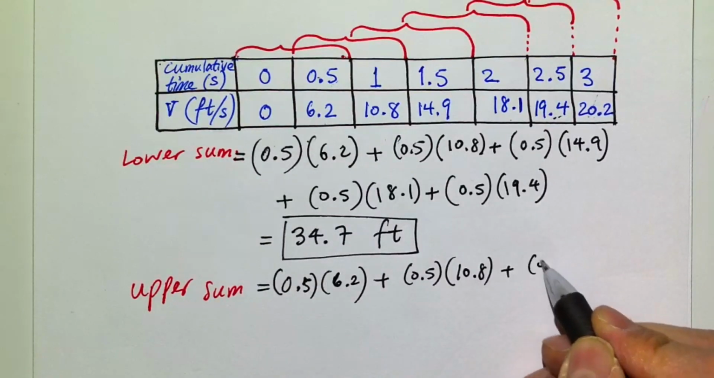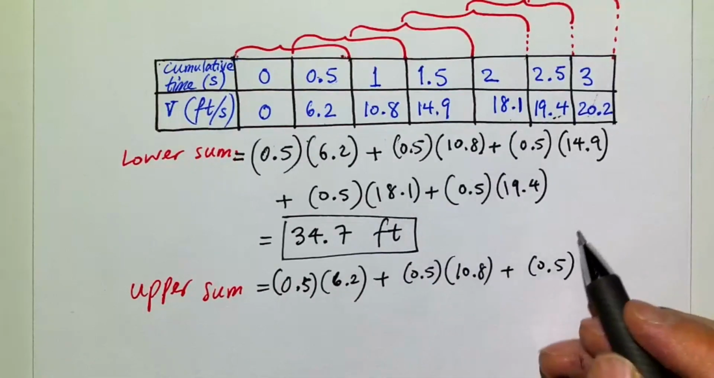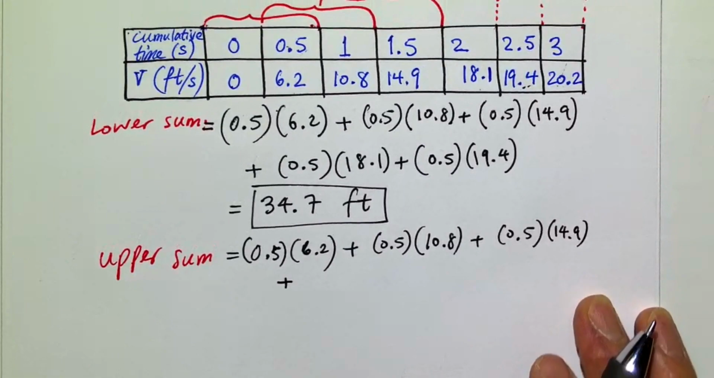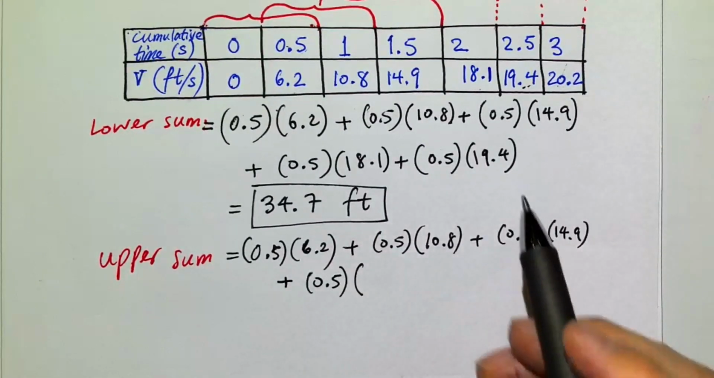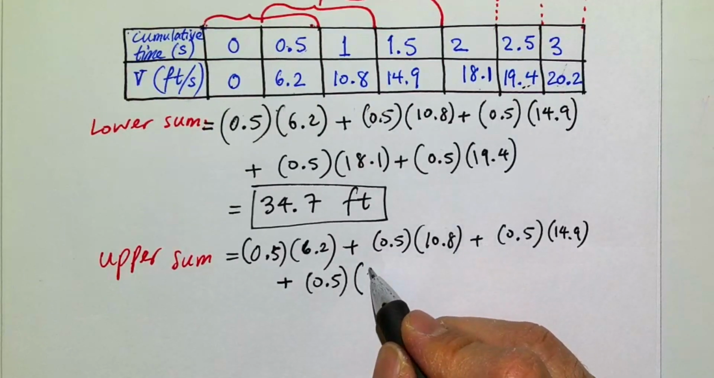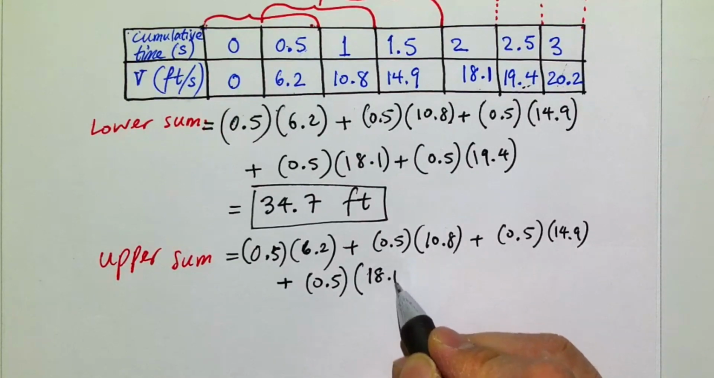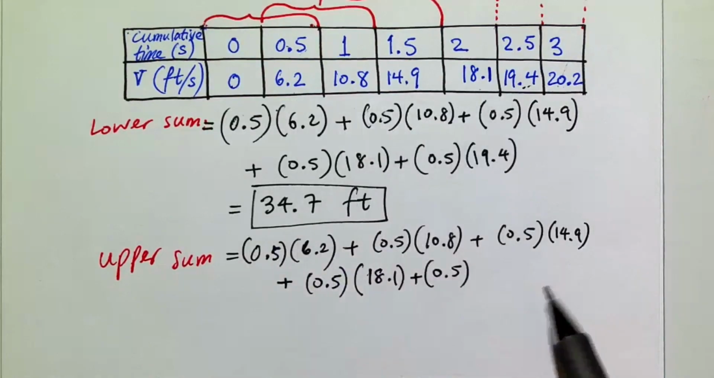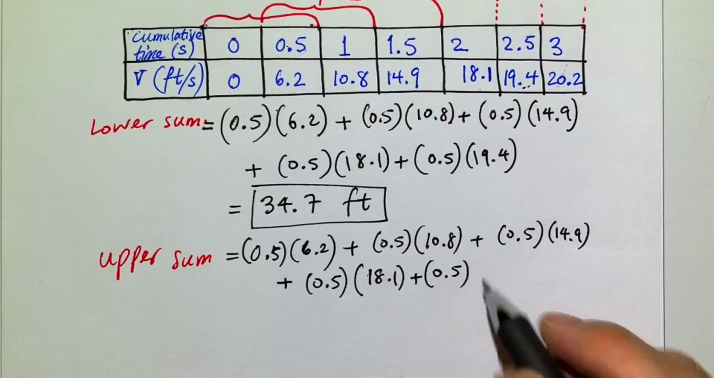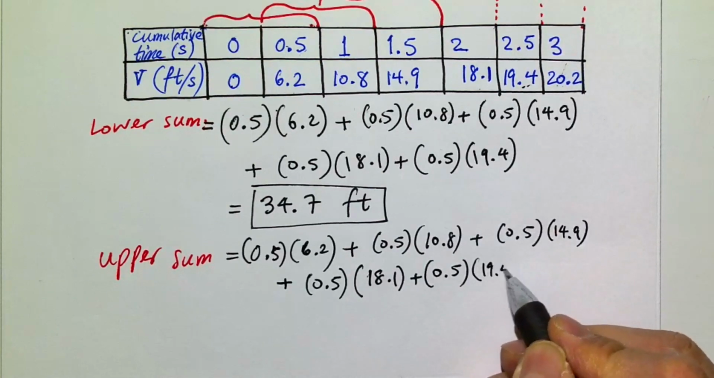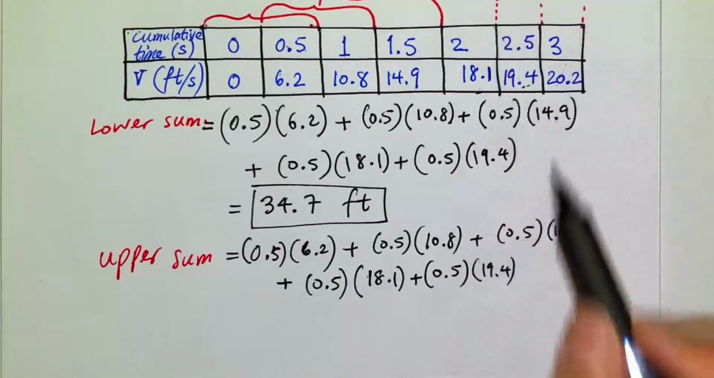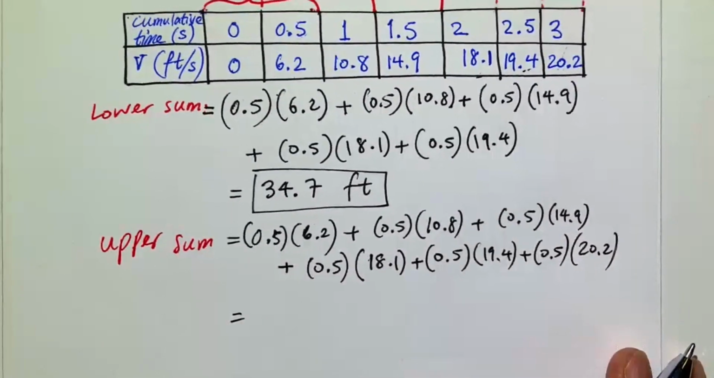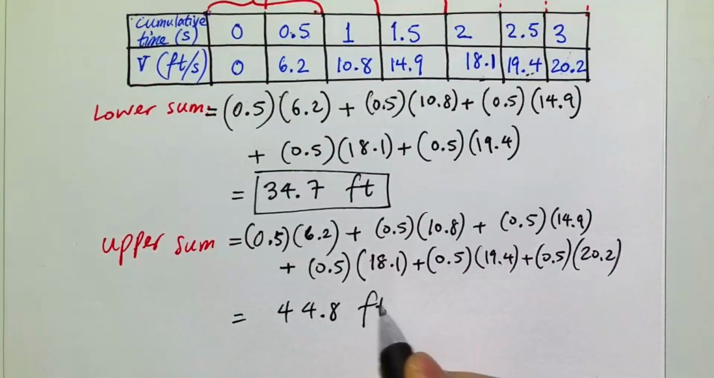And then plus 0.5 times 14.9, plus 0.5 again times 18.1, plus 0.5 times 19.4, so that's for that interval, and then this is for that interval, 0.5 times 20.2. So for that upper sum we get 44.8 feet.